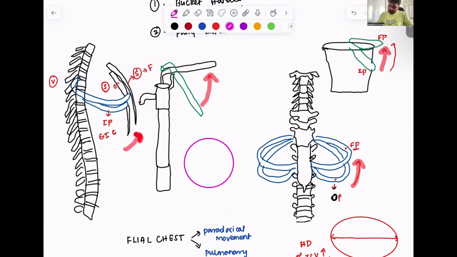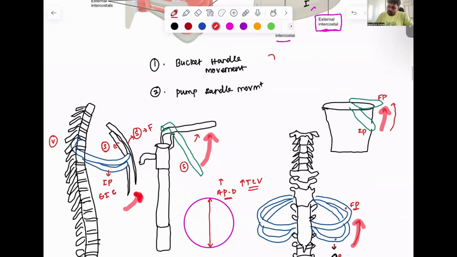So this is the thoracic cavity. Because of this movement, it increases the anteroposterior diameter of the thoracic cavity, thereby increasing the thoracic cavity volume. This is compared to the pump handle. This is the initial position of the sternum, and because of the contraction of the external intercostal, it slightly moves forward like this, thereby increasing the anteroposterior diameter. So by these two movements, basically it increases the thoracic cavity volume.